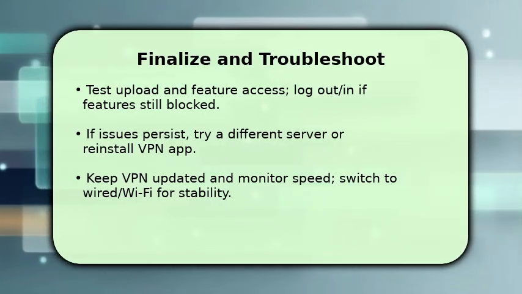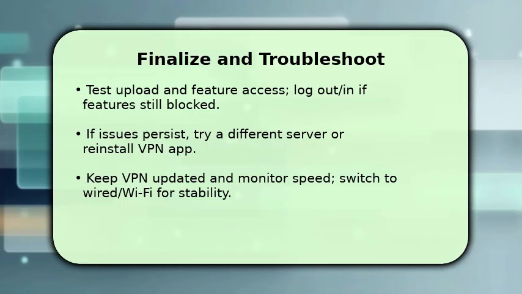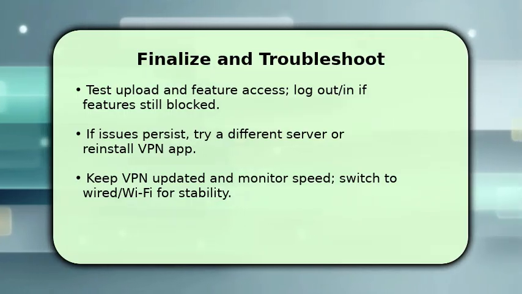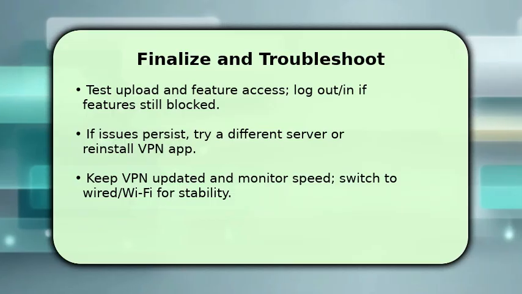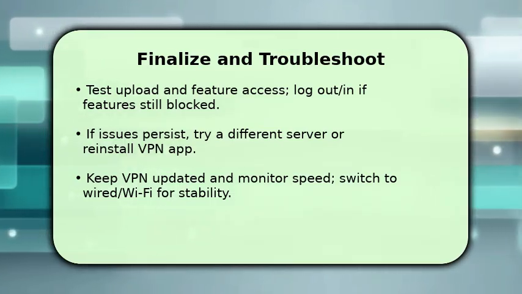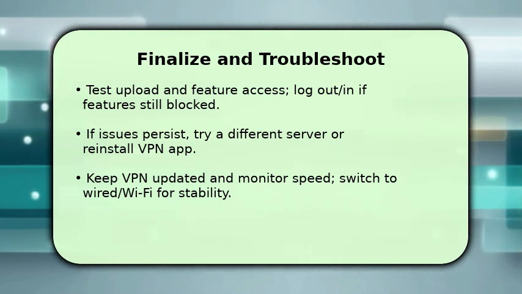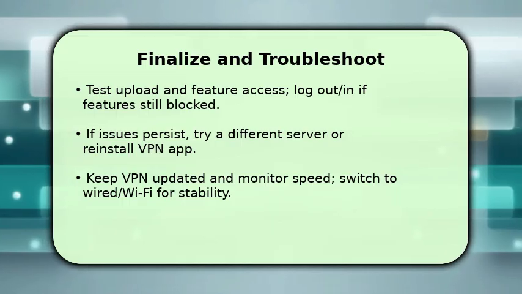If a feature remains blocked, log out of CapCut and log back in, then test again. Sometimes session data ties to the old region. If problems persist, switch to a different VPN server, toggle the VPN protocol, or reinstall the VPN app to clear misconfigurations. As a troubleshooting tip, check speeds and temporarily use a stable Wi-Fi or wired connection to isolate whether the problem is network quality versus VPN routing.